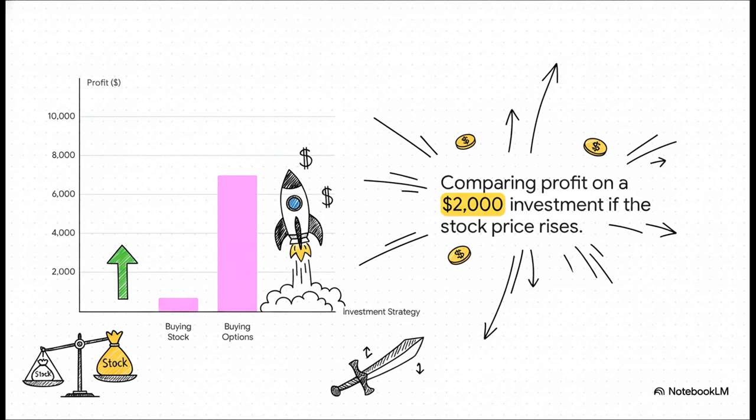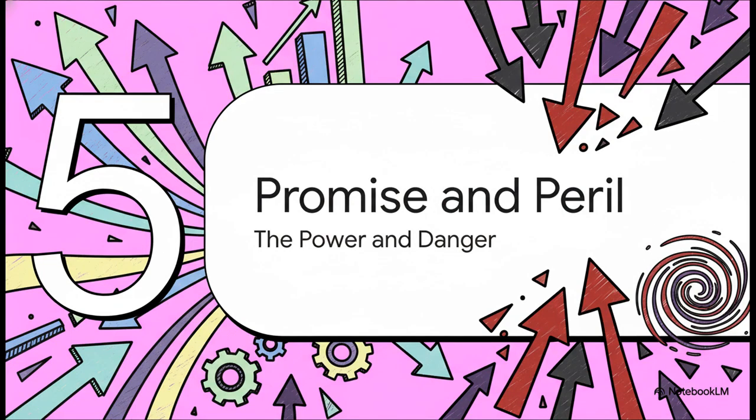But remember, leverage is a double-edged sword. If that stock price had gone down, your stock investment might only lose a bit of its value. But that options contract, it could expire worthless. You could lose your entire $2,000 investment. The gains get amplified, but so do the losses. So this ability to both manage risk and to amplify it through leverage is exactly what makes derivatives so powerful.